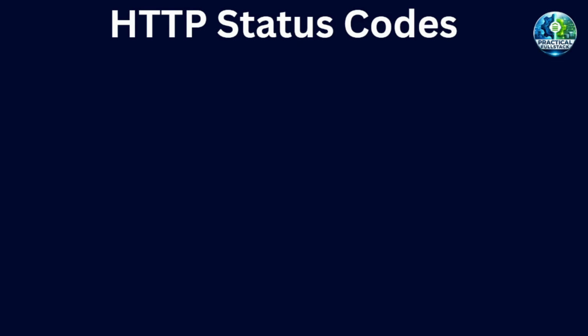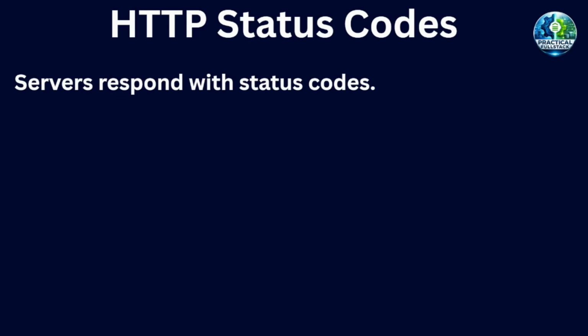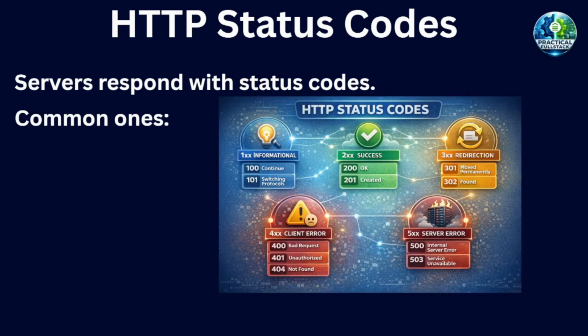HTTP responses also include something called status codes. These codes tell the browser whether the request was successful or if something went wrong. Status codes are grouped into 5 main categories based on their first digit. Codes starting with 1 are informational responses. They indicate that the request has been received and the process is continuing. Codes starting with 2 indicate success. For example, 200 OK means the request was successful and the server returned the requested data.